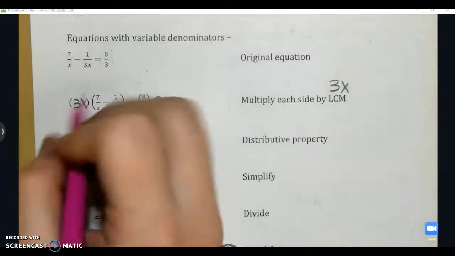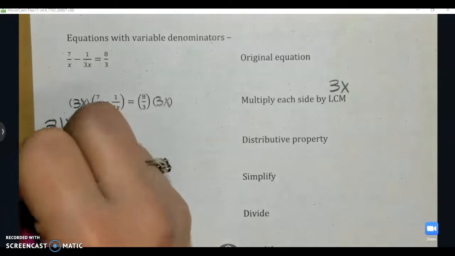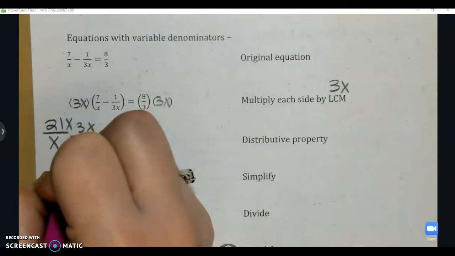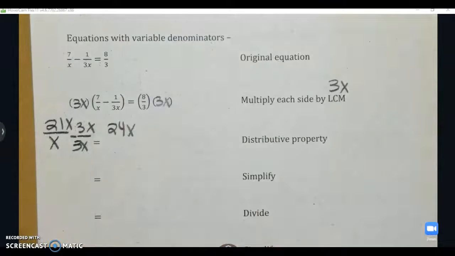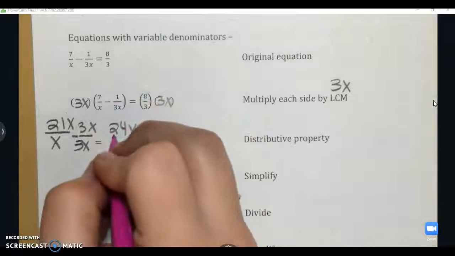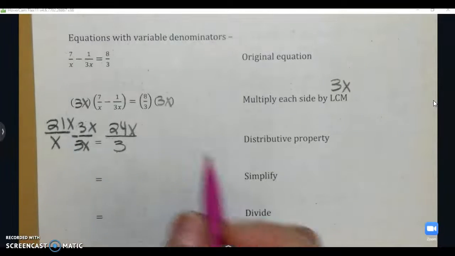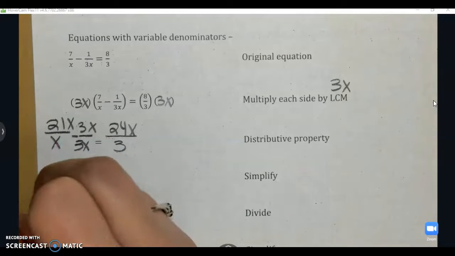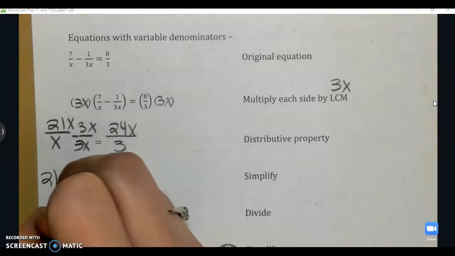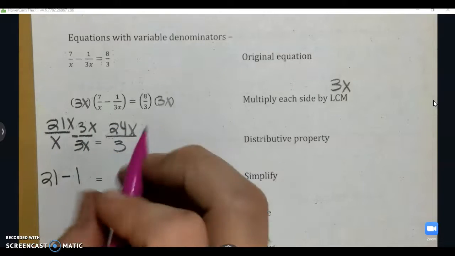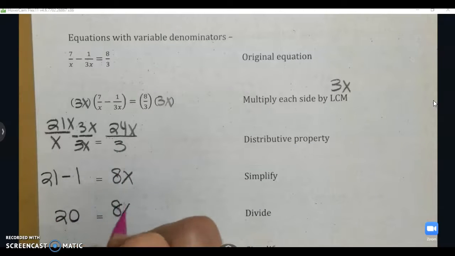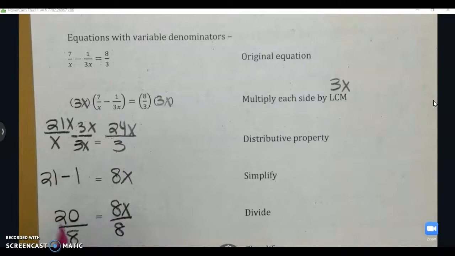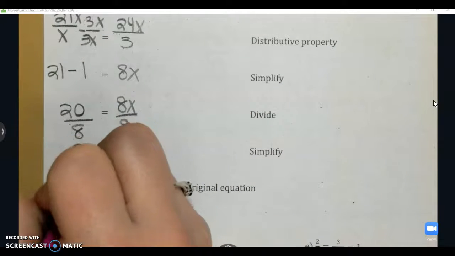And so here on the left, that's going to give us 21x over x minus 3x over 3x. And on the right, we're going to get 24x over 3. So now let's simplify. So 21x over x, that's just 21, minus 3x divided by x is 1. 24x over 3 is 8x. So that's that 20 is equal to 8x. Divide by 8. And we find that x is equal to, we can simplify that to 5 over 2.